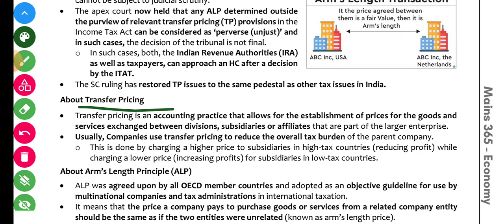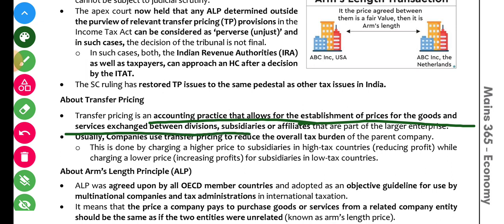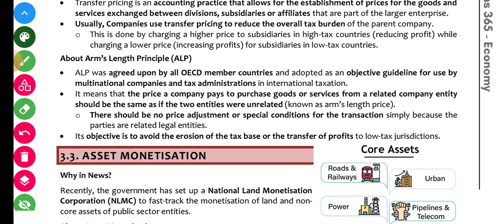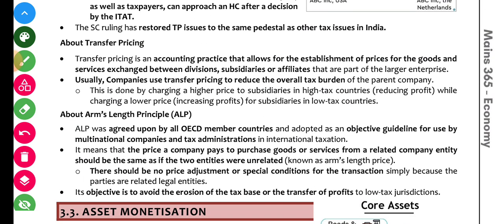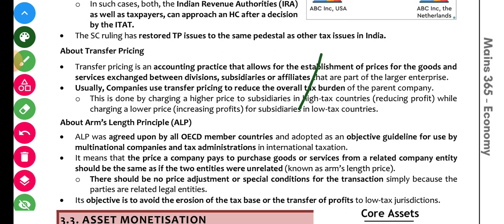Okay, transfer pricing. What is this? It is an accounting practice that allows for the establishment of prices for the goods and services exchanged between divisions, subsidiaries, or affiliates that are part of the larger enterprise. So keep this in mind, the definition of transfer pricing. What is the arm's length principle? In this diagram you can easily understand this.